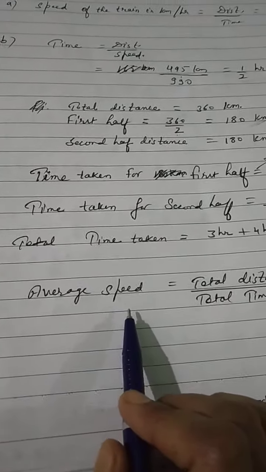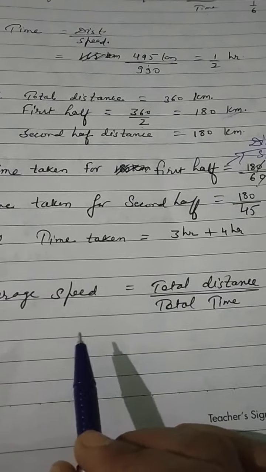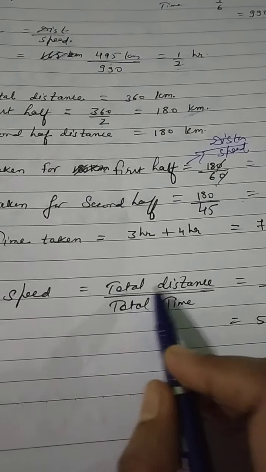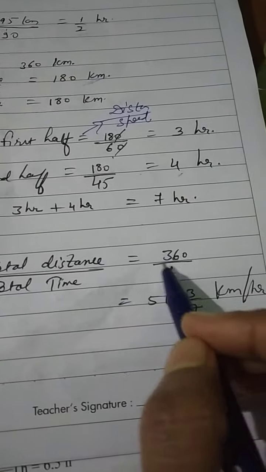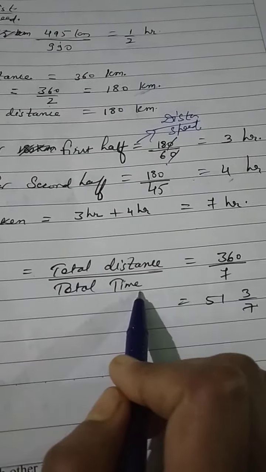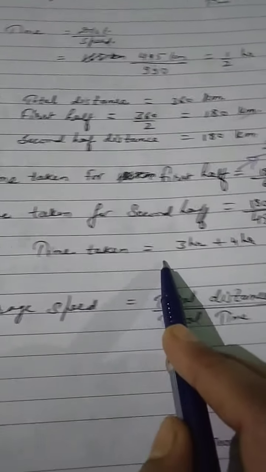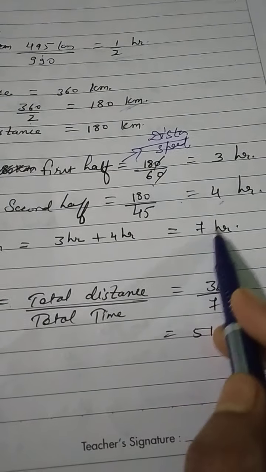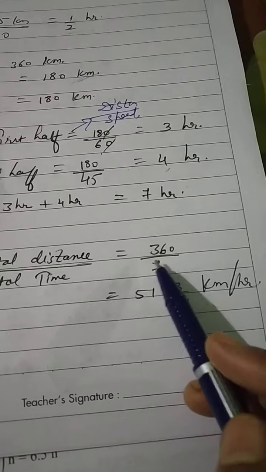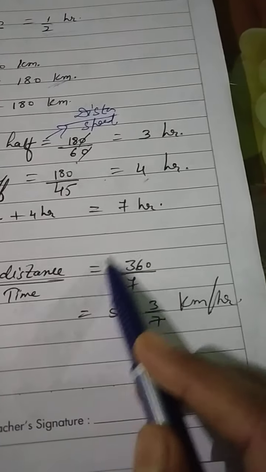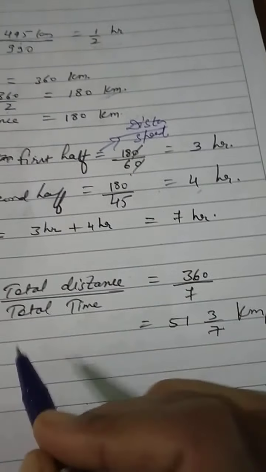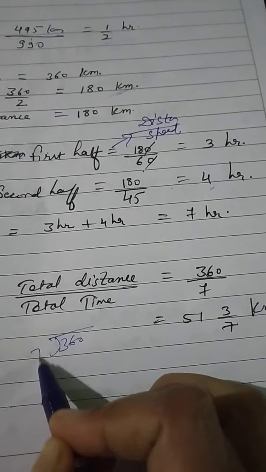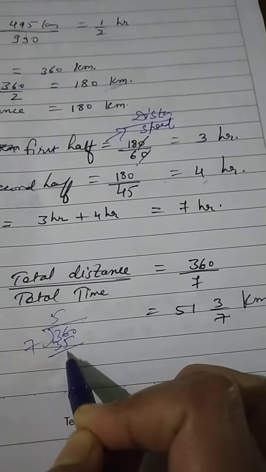Okay. And in part B, you have to find out the average speed. The average speed formula: average speed is equal to total distance covered by total time taken. Total distance we know, that is 360 km given in your question only, and total time we have taken out right now, that is 7 hours, for the first half and second half. So this will not get cancelled, so we will change this into a mixed fraction. 51 3 by 7. You can divide this and change it into a mixed fraction. 7 5s are 35. We will get 10 here.